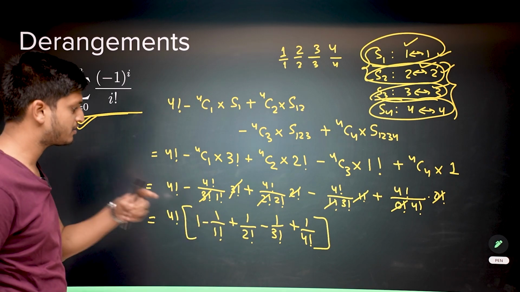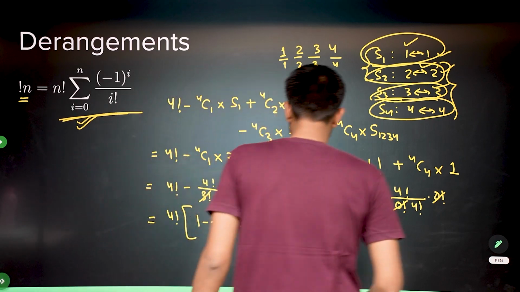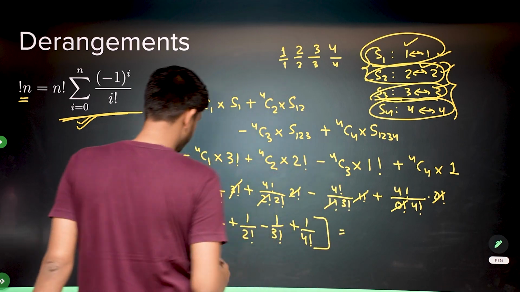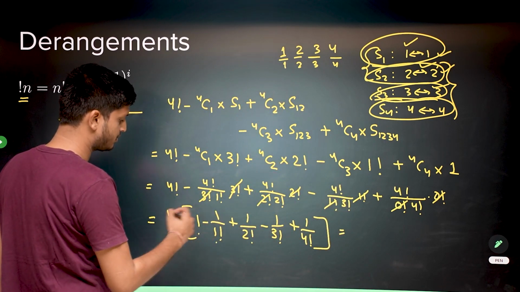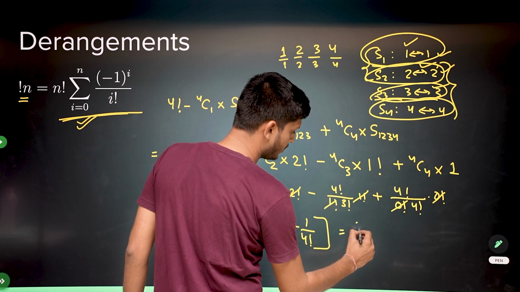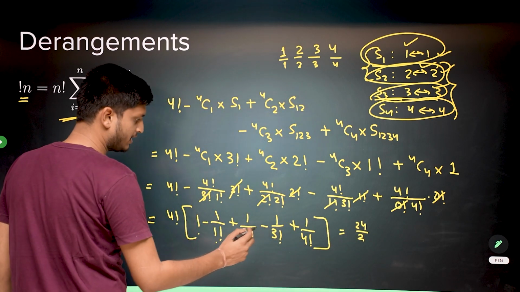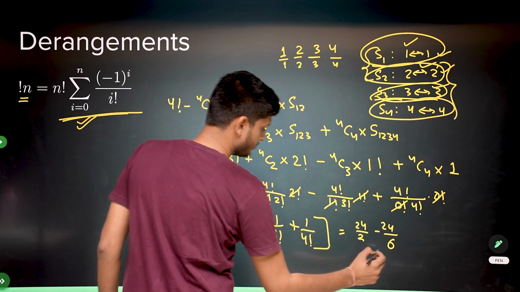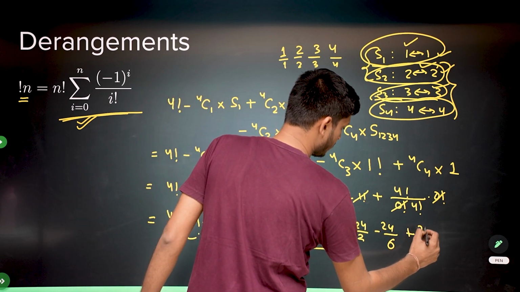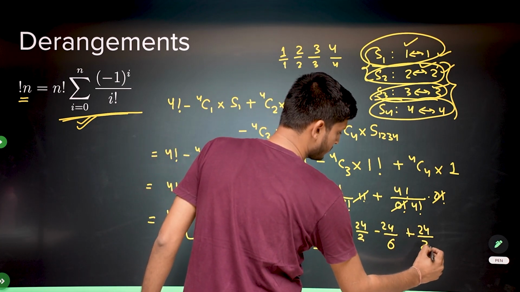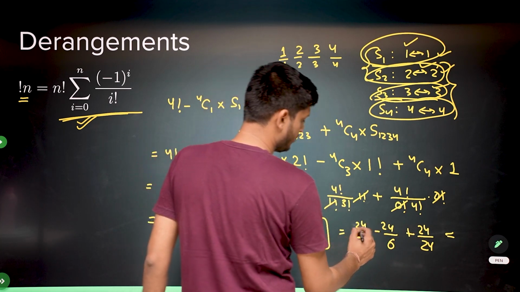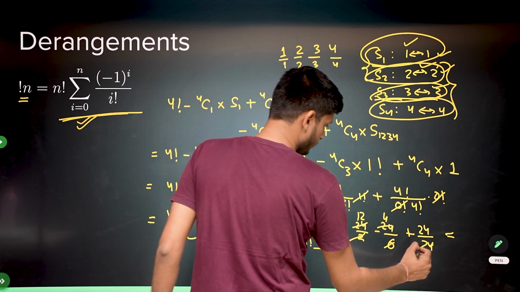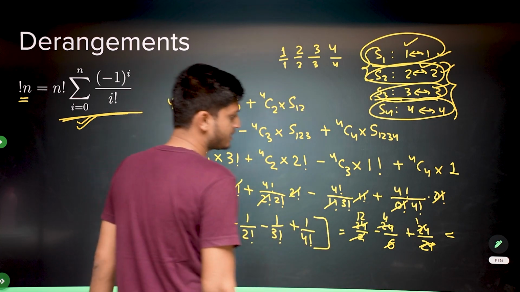So 4 factorial times 1 minus 1, so this, okay? You can calculate it as well. These two will cancel out, 1 minus 1. So this becomes 4 factorial upon 2, 24 upon 2, minus 24 upon 3 factorial, 3 factorial is 6, plus 24 upon 4 factorial, which is 24 only. So this will become 12 minus 4 plus 1, which is 9.